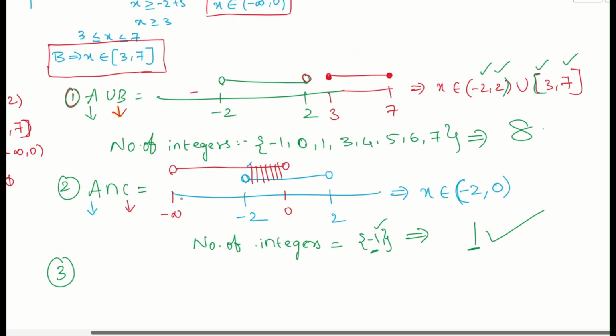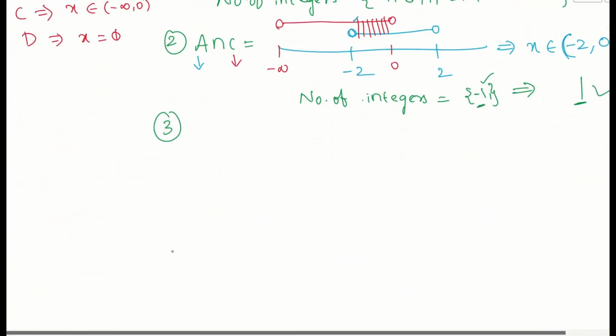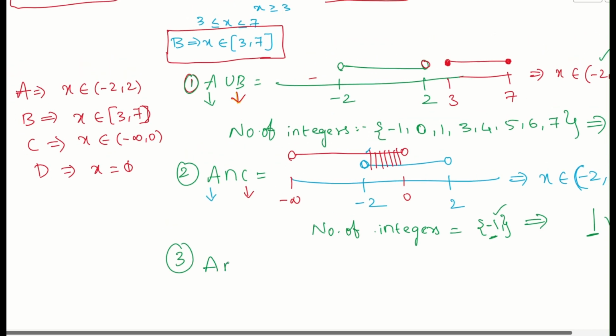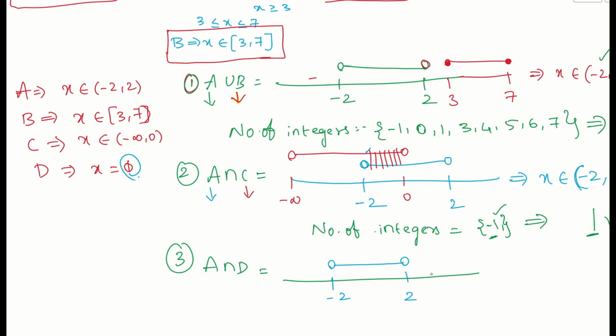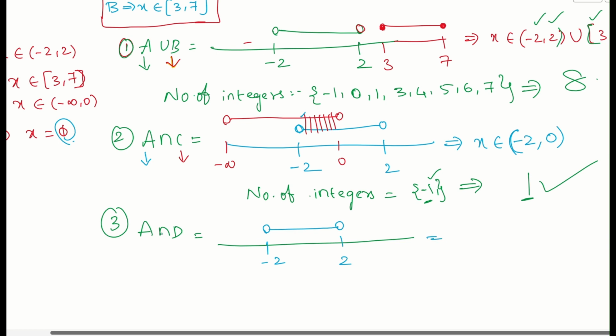What is that? A intersection with the D set. So now let me write it down. What is there in A and D? A intersection D. Take a number line here. We already know A is from negative 2 to 2, which are not included. And what is D? D is nothing but the empty set. It is nowhere there. So obviously, the intersection of any set with an empty set will always be an empty set.